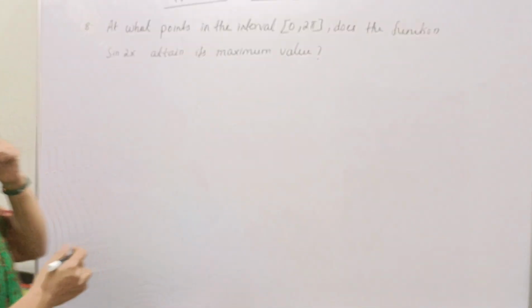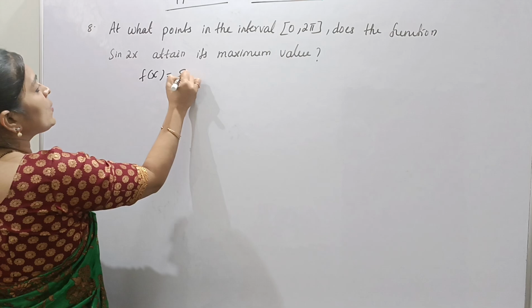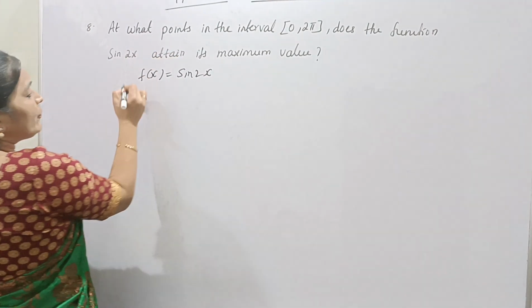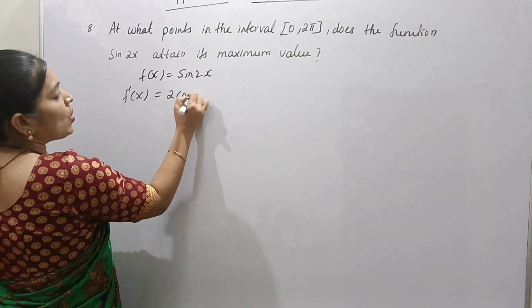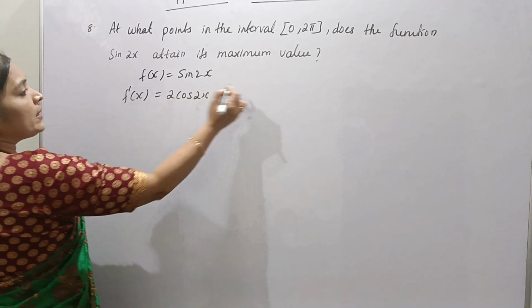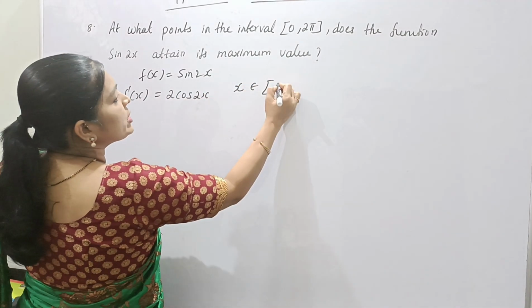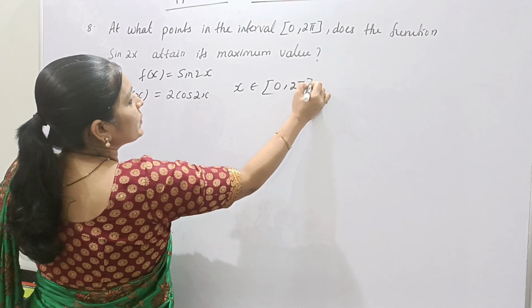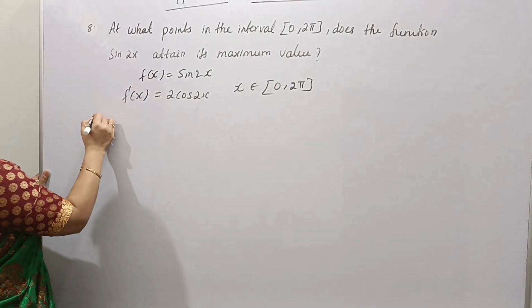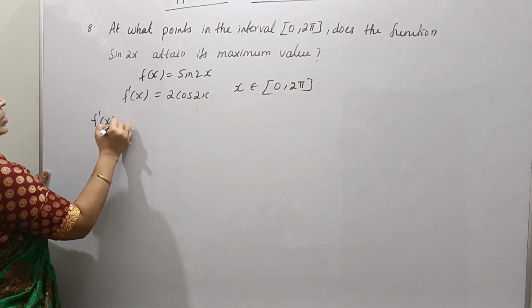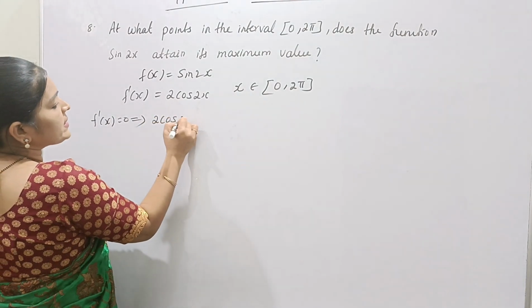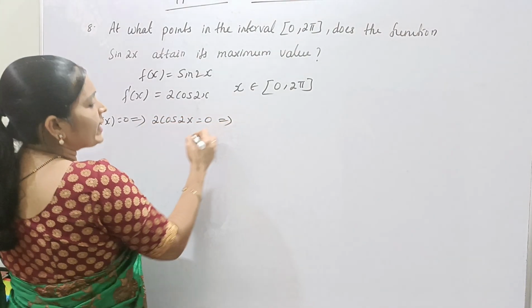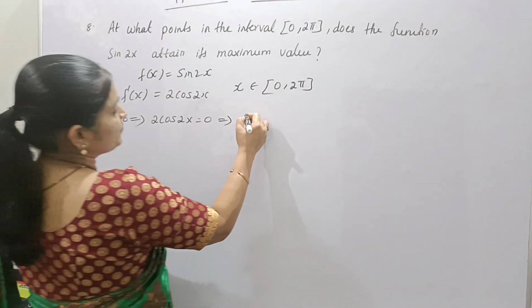Okay, so here let's write f of x is equal to sin 2x, then find f dash of x. F dash of x is equal to 2 cos 2x, right? Here x belongs to the closed interval 0 to 2 pi. Okay, then let's find critical points. F dash of x is equal to 0 implies 2 cos 2x is equal to 0. That implies cos 2x is equal to 0.